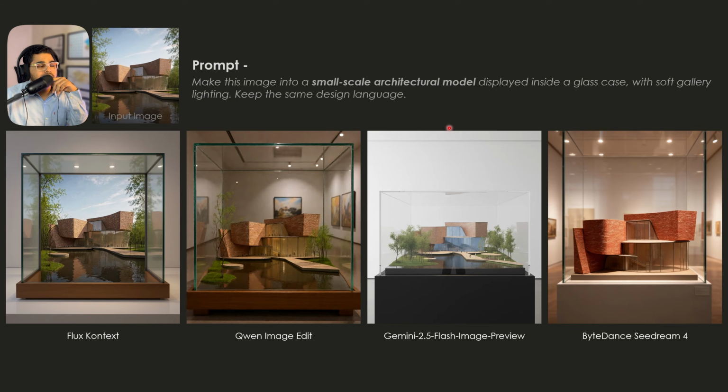And then in the next one, I am saying the same image, just small scale architectural model displayed inside a glass case. So I don't know, with FluxKontext, you see only the image added. I love the output of QwenImageEdit. Really good. I don't know what is happening in NanoBanana. The architecture is really changed. I also like the output from Seedream 4. I wish it had also added the overall context. So in that case, my win goes to QwenImageEdit.